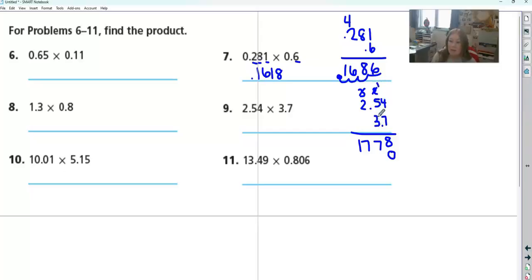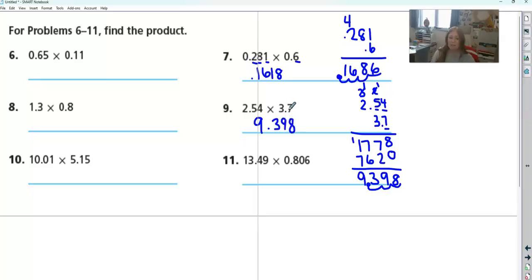3 times 4 is 12. 3 times 5 is 15 plus 1 is 16. 3 times 2 is 6 plus 1 is 7. So now we're adding these together. There's 9, 13, 7, 8, 9. And I have 1, 2, 3 decimal places. 1, 2, 3.